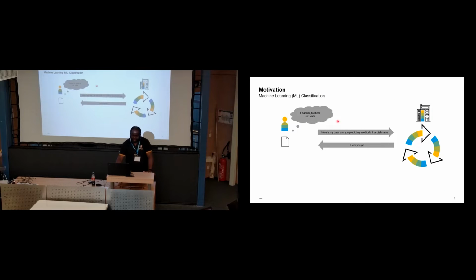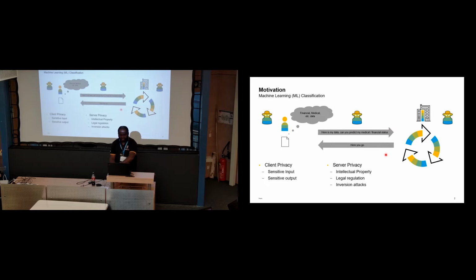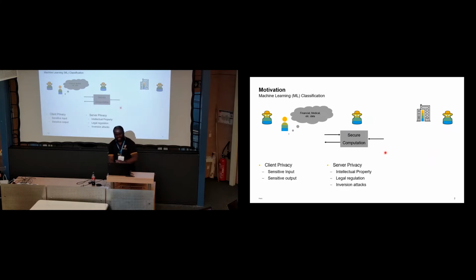So the motivation of our work is, let's say we have a server with a function, and on this side we have a client who wants to evaluate his input on the server's data. We assume that the client data is sensitive, and maybe also the output of the computation, and the function as well can be sensitive. This is why they can use secure computation to do that kind of computation.